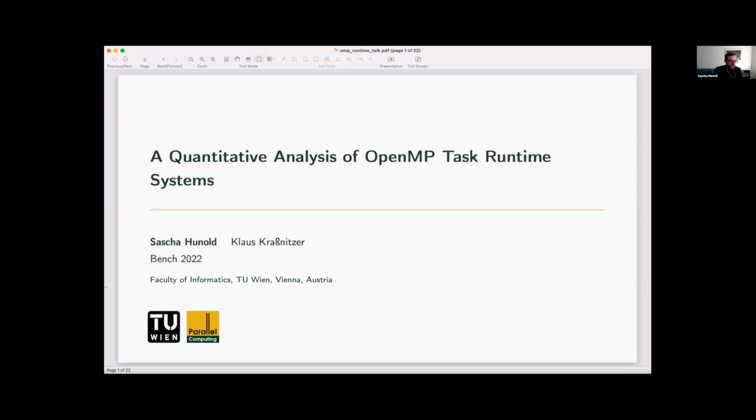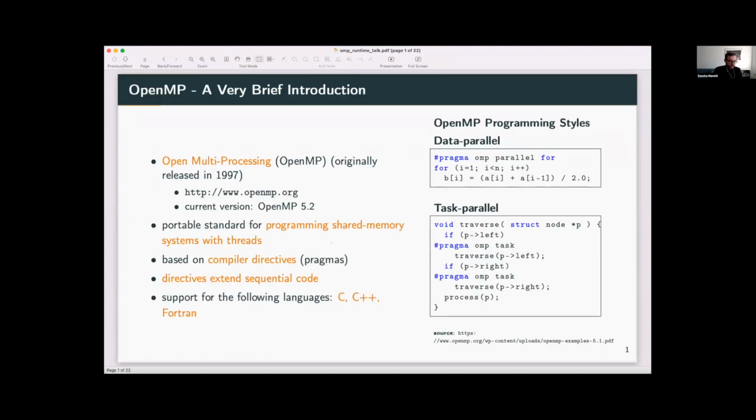So my name is Sascha Hunold, and this is joint work with Klaus Kraßnitzer. And we are working here on the OpenMP task runtime systems. And we are both working at the Vienna University of Technology in Austria. So what are we going to do here?